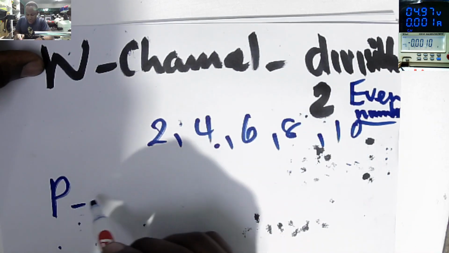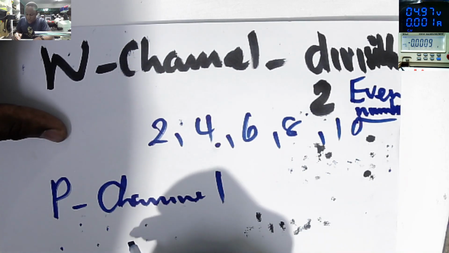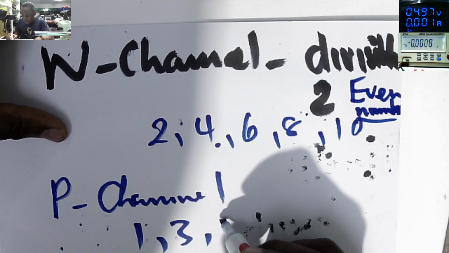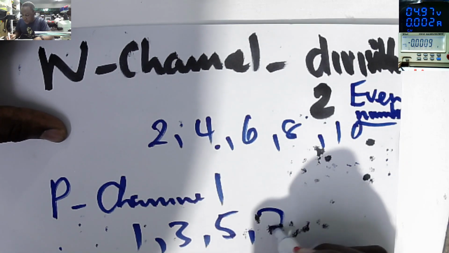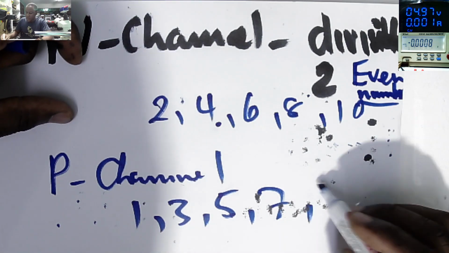In the P channel, those are numbers like 1, 3, 5, 7, going upwards. Odd numbers.